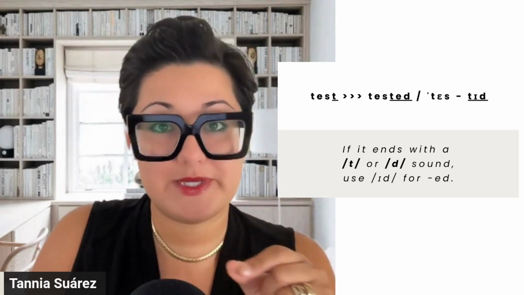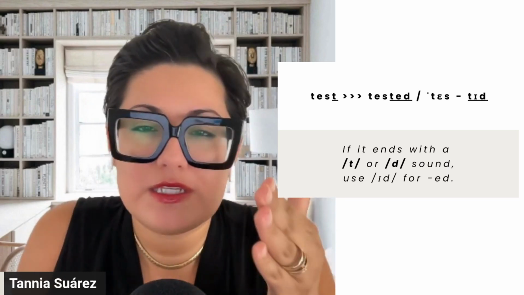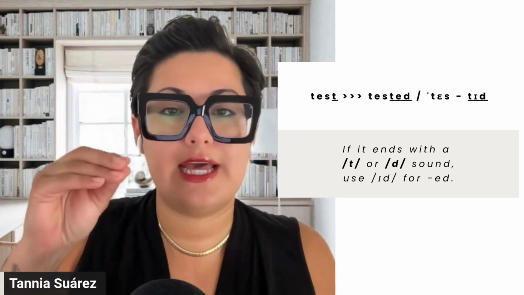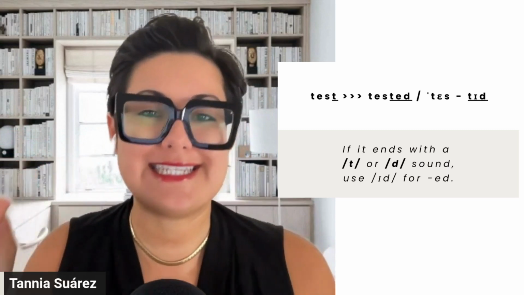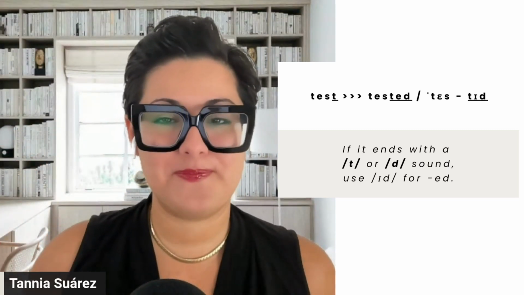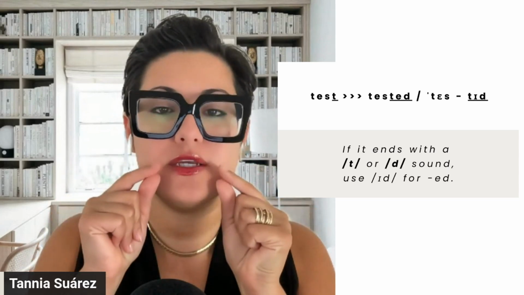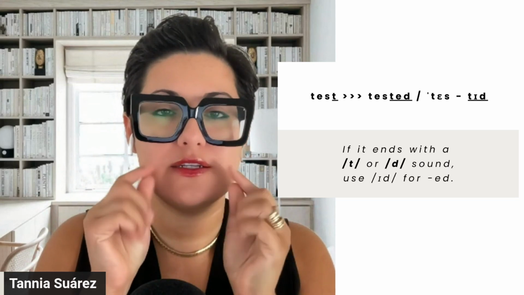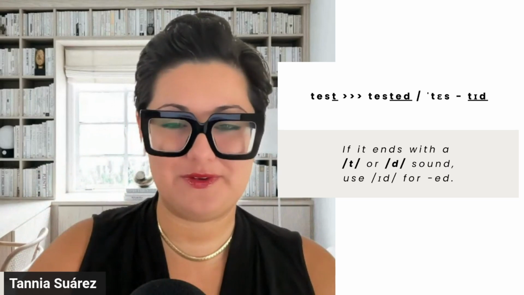Now notice that the specification there is a sound, because sometimes, especially in English, the letter it ends with, for example silent E, is not reflective of what rule to follow. So it's the t ending sound. So test becomes tested. Now notice it's not TED, like TED Talks. Tested. So the E's are slightly different.